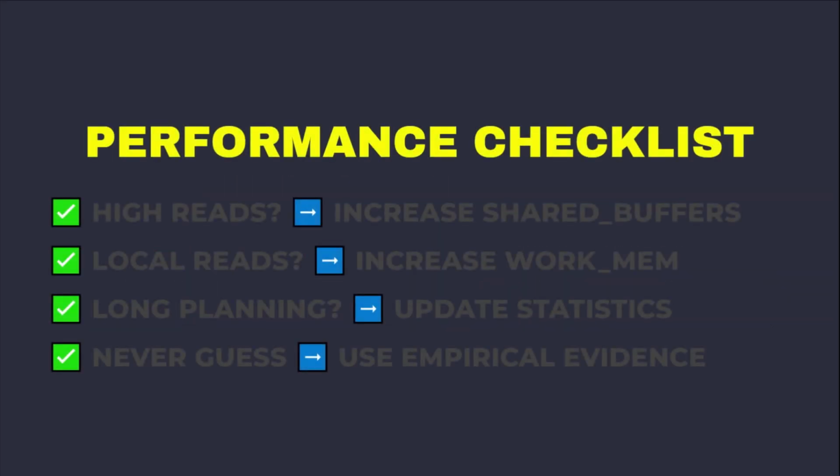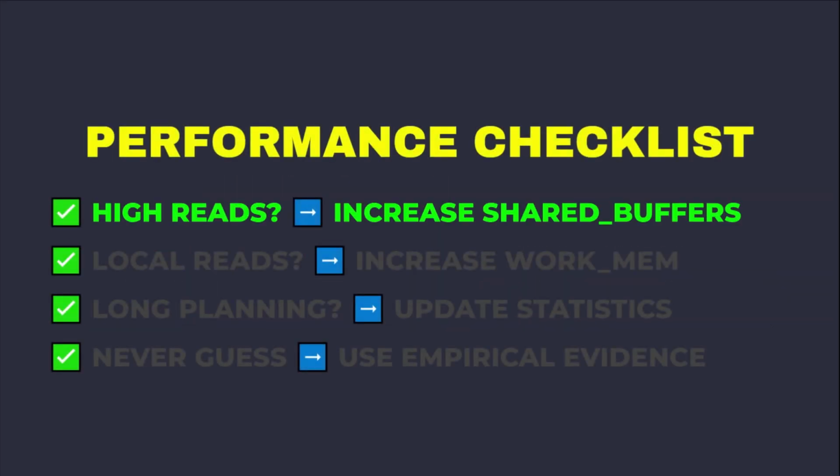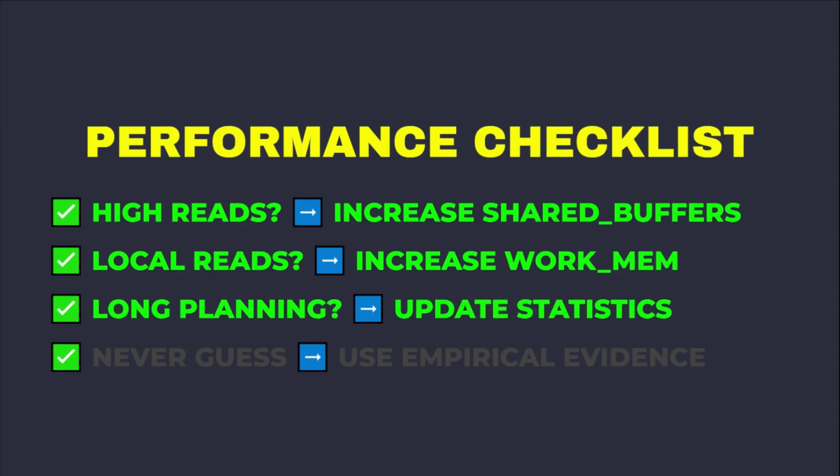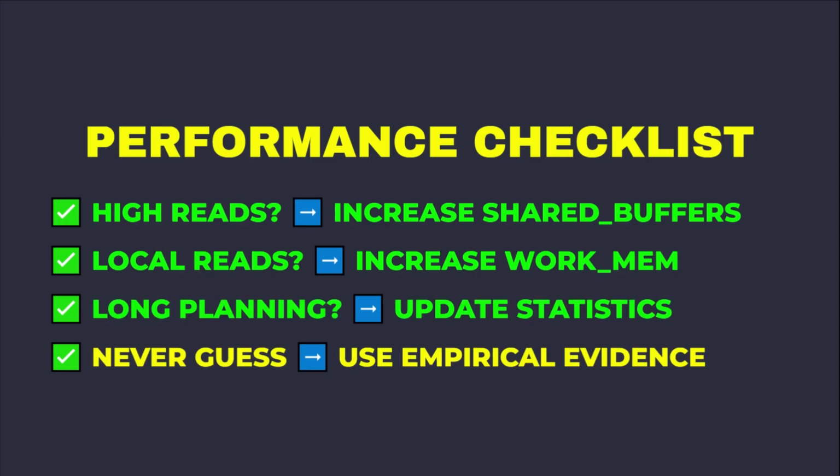Based on the analysis, tuning is precise and evidence-based. If shared read is high, increase shared buffers, or optimize the query to use indexes, reducing the volume of data scanned. If local read is high, increase work memory. If planning time is high, update statistics. Never guess: the buffers and timing sections provide the empirical evidence needed to justify specific configuration changes or query rewrites, ensuring performance improvements are measurable and targeted to the actual bottleneck identified.